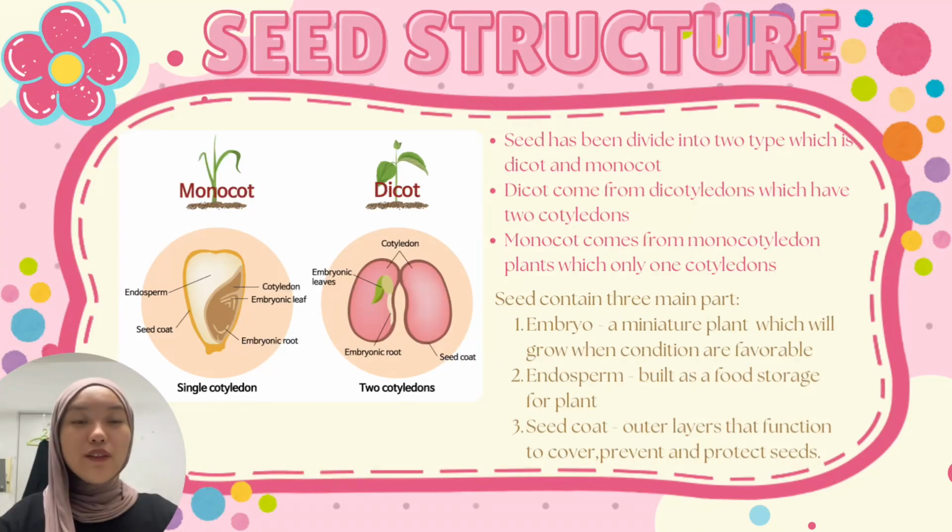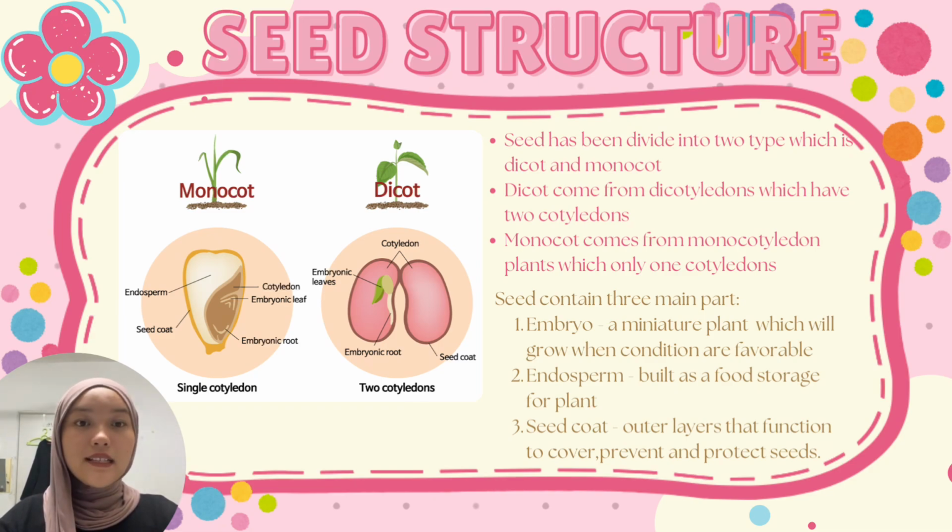Now, we are moving to the seed structure. Seeds are divided into 2 types, the first one is a dicotyledon and the second one is a monocotyledon. Dicotyledon contains 2 cotyledons and monocotyledon has only one cotyledon. In these seeds, there are 3 main parts. The first one is an embryo. An embryo is a miniature plant which will grow when the conditions are favorable.